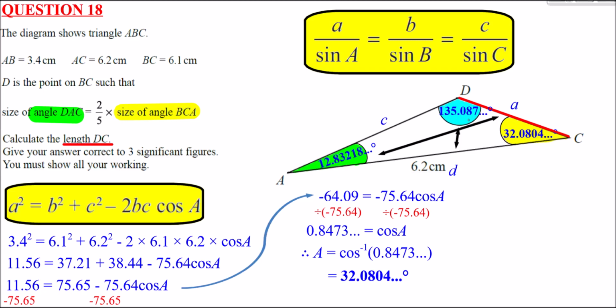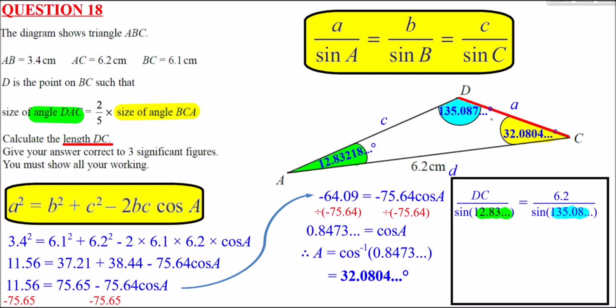So, using the sine rule with these two pairings, we've got DC, this one, divided by the sine of 12.8328 opposite to it, will be equal to 6.2 divided by sine of the angle opposite to that one, this pair here. So here, this can be rearranged. We can get DC on its own by multiplying both sides by sine of 12.83. And if we do that, we've essentially got our answer because we're just working out what DC is. So DC is going to be 6.2 over that, multiplied by sine of 12.83.